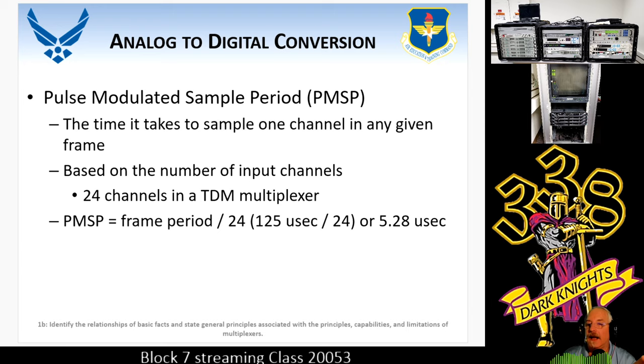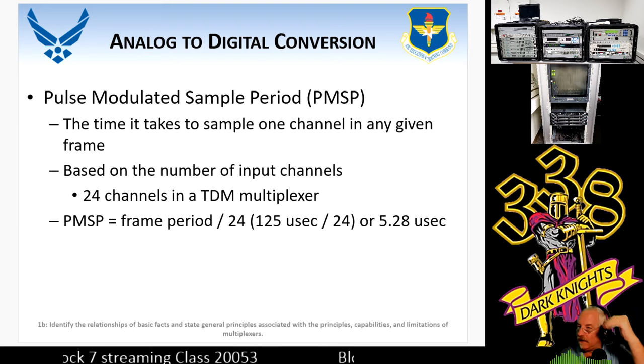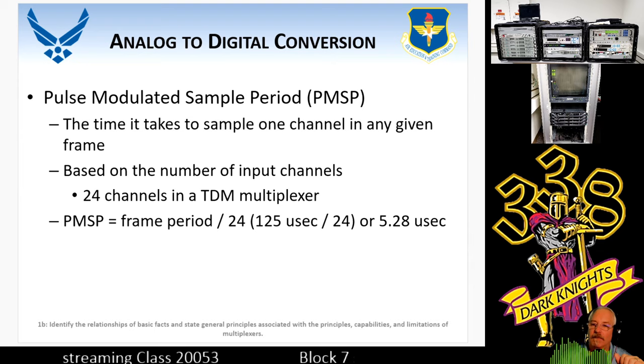In our case, let's take a standard TDM multiplexer. We take the frame period, which we got as 125 microseconds, and divide it by all those channels. The standard one is a 24-channel time division multiplexer, so we divide 125 microseconds by 24 and come up with 0.00000521 seconds, or 5.21 microseconds. So channel 5 took about 5 microseconds to sample. Wow, that's pretty quick, isn't it? Now, this is not the fastest one. This is just your standard one with IEEE.